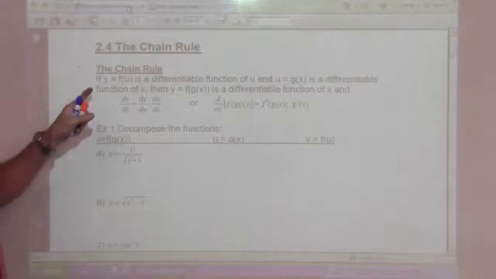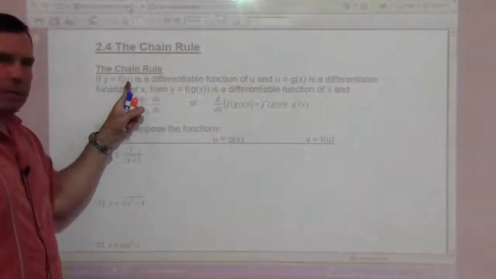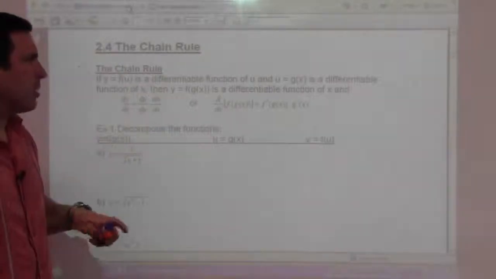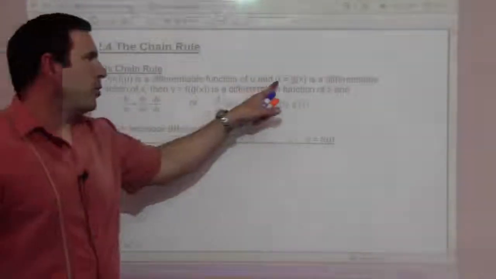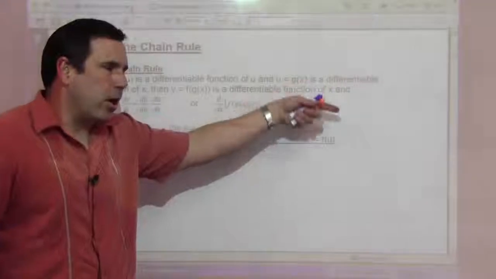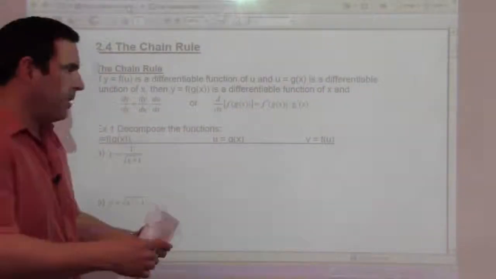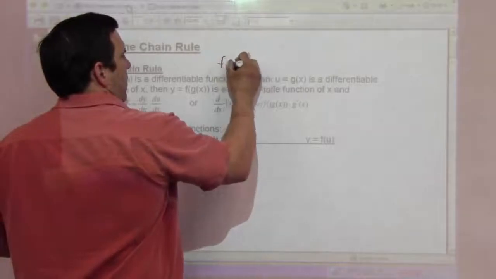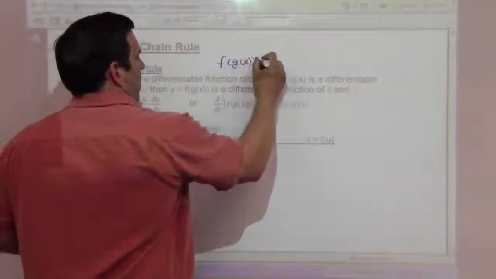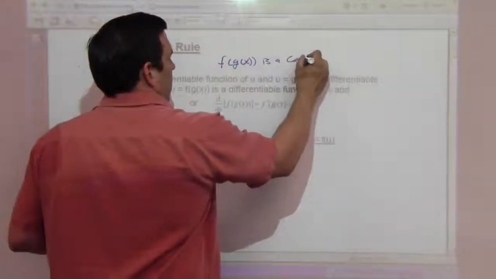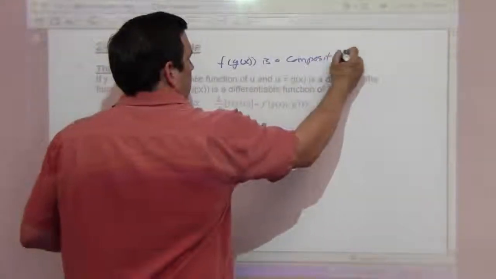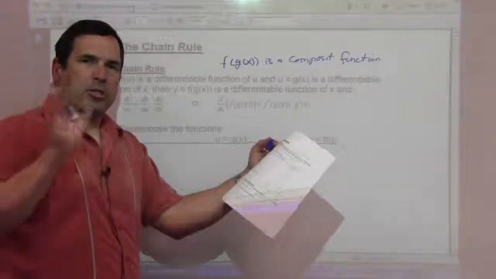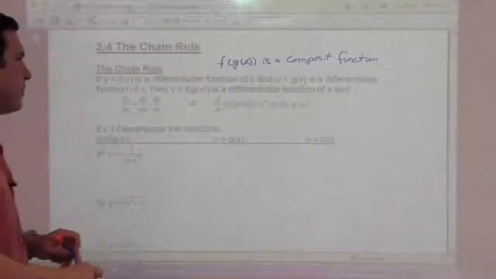The chain rule. Let y equals f of u. It's a function of some variable u. It's a differentiable function, and u equals g of x, where that's also a differentiable function. What we have is a composite function here, where f is the outside function, g is the inside function.